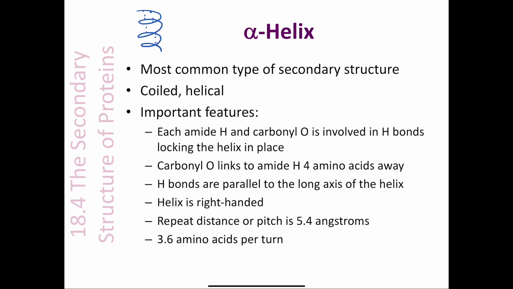So the hydrogen bonds are parallel to the long axis. Here's the long axis of the helix, right? It runs up and down like this. And the hydrogen bonds are going to be parallel to it. Again, the helix is right-handed, and then we have a repeat distance or pitch, which is about 5.4 angstroms, and we have roughly 3.6 amino acids per turn.